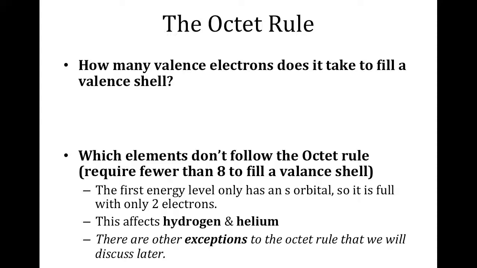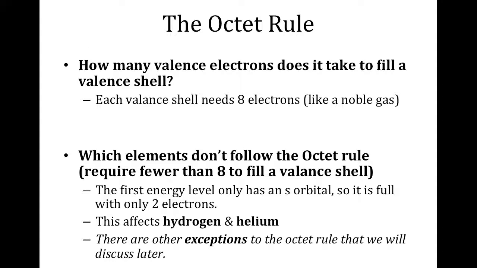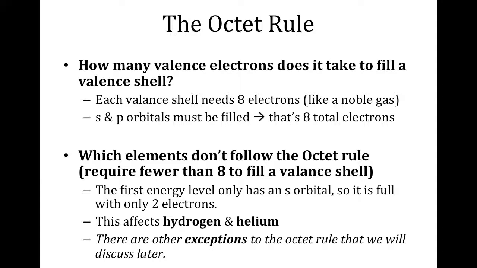How many electrons does it take to fill a valence shell? Each valence shell needs 8 electrons, like a noble gas. The s and p orbitals must be filled. We have 2 electrons that go in the s orbital, and we have 6 electrons that go in the p orbitals, 2 in each of the 3 p orbitals. So 2 plus 6 give us the 8 total valence electrons.